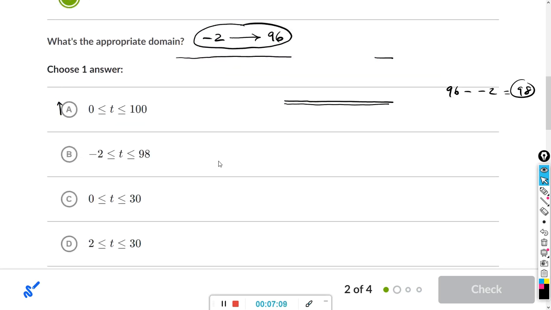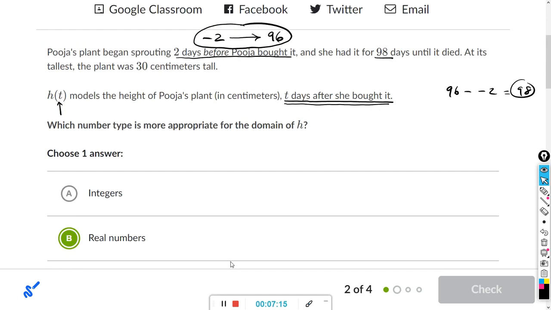So for T, oh, okay, I made a small mistake. She had it for 98 days. It starts at -2 because that was 2 days before she bought it, but she had it for 98 days. So there you go. It's from -2 to 98.